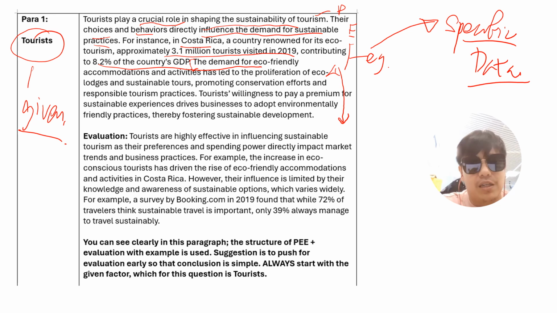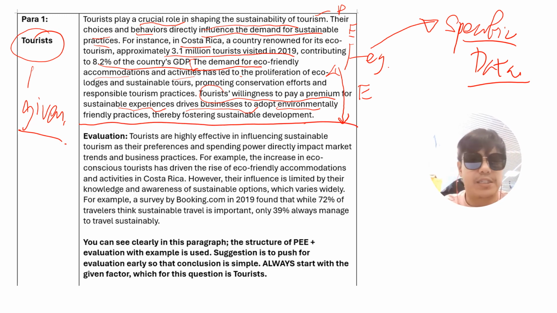The demand for accommodation activities has led to blah blah blah, and tourists' willingness to pay a premium for sustainable experiences drives businesses to adopt, and so on and so forth. Right? So I carry on elaborating. I know students may say, hey, Mr. K, you're writing too much. Yes, perhaps I'm writing too much, but I'm trying to show how you can do it effectively.